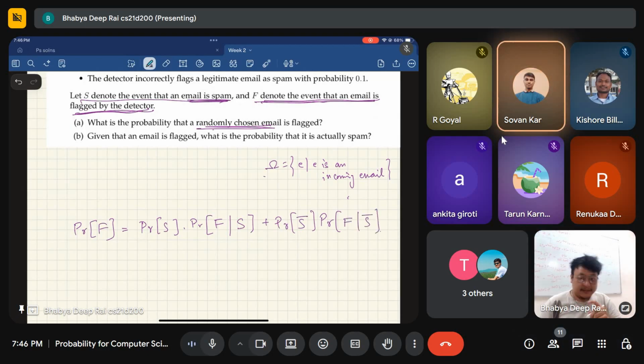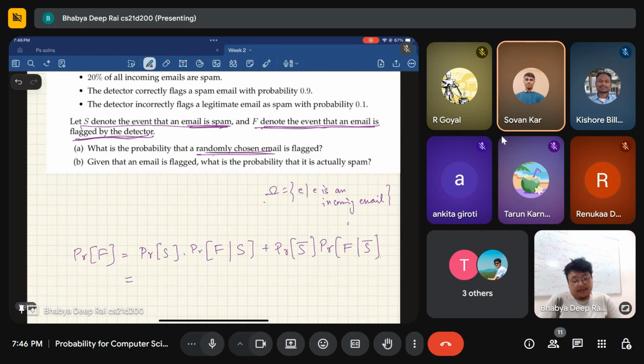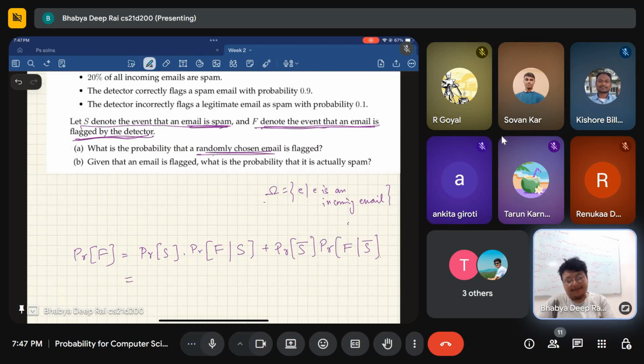This equals probability of spam, which is 0.2, and probability of flag given spam is 0.9 as given in the question, plus probability of not spam, which is 0.8, into probability of not spam but flagged, which is 0.1. So the answer I am getting is 0.26. Yes, that should be correct.